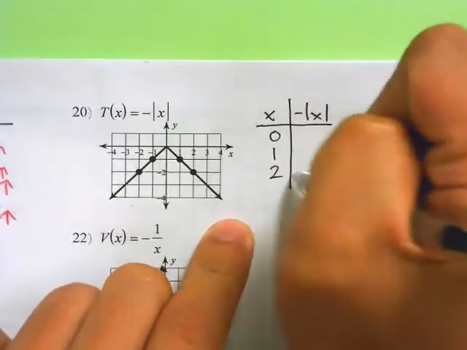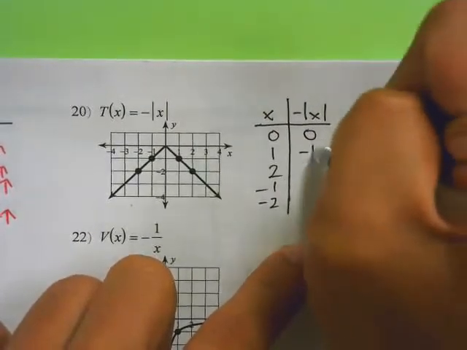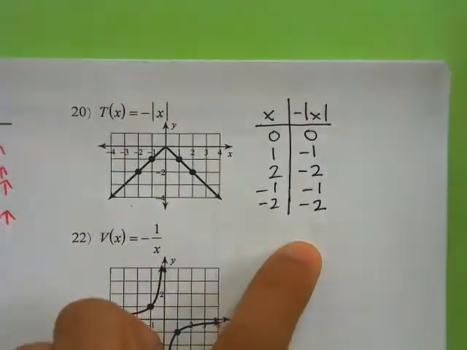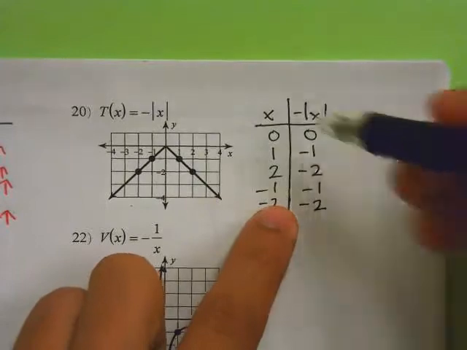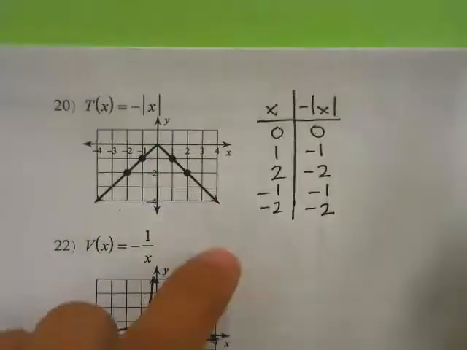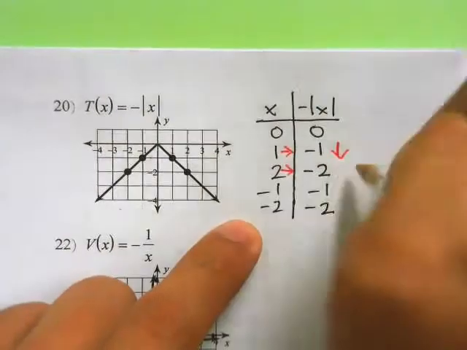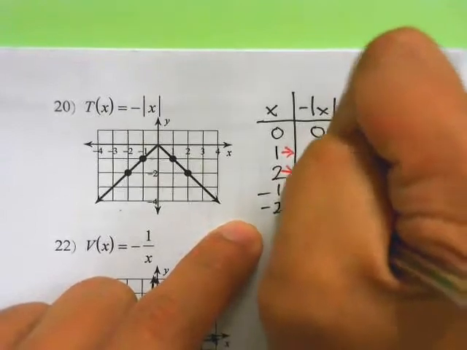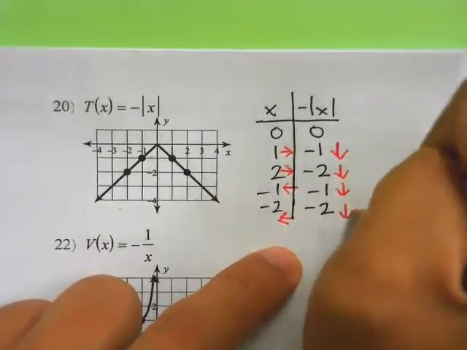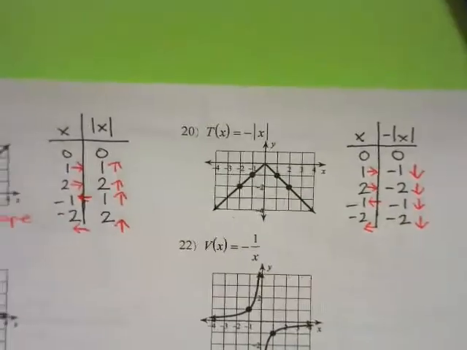0, 1, 2, negative 1, negative 2, and I'm just going to give you the numbers already: negative 1, negative 2, negative 1, and negative 2. Because with this negative 1 in front of the absolute value of x, you're going to multiply that last. So this time around, you're going to go 1 to the right and 1 down, 2 to the right and 2 down, 1 to the left, 1 down, 2 to the left, 2 down. So those are your patterns for your absolute value parent graphs.